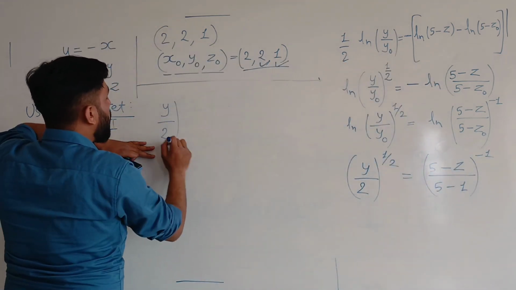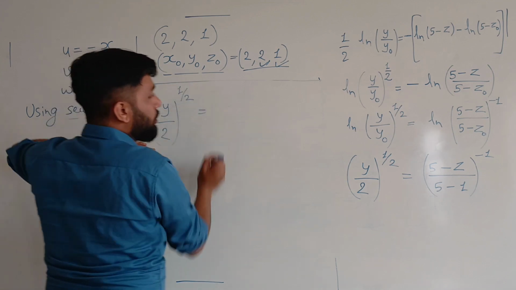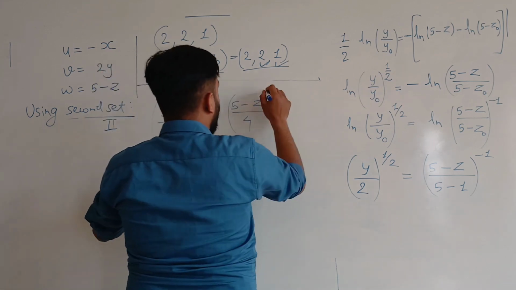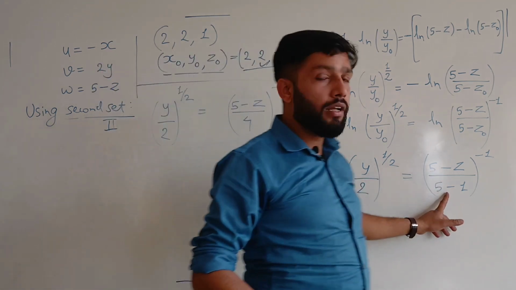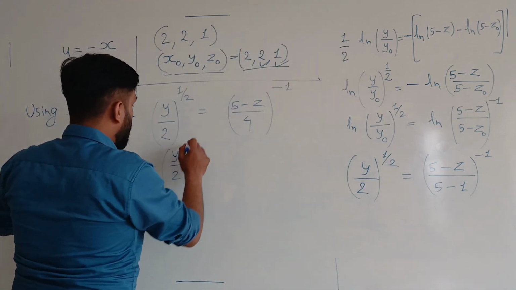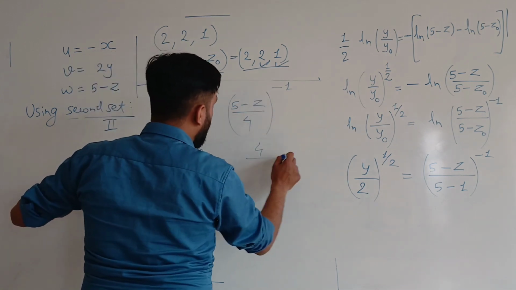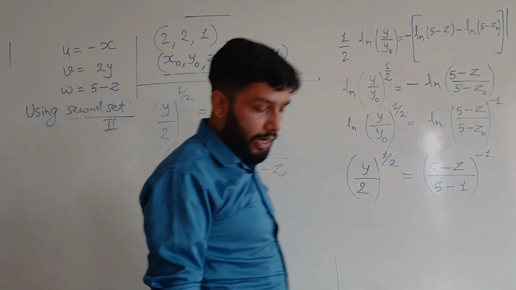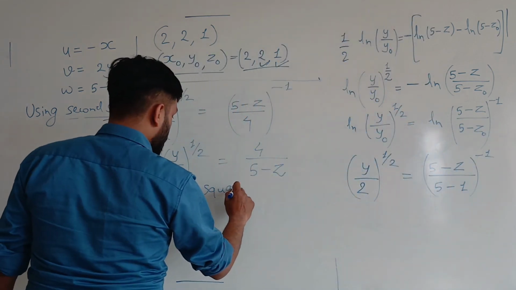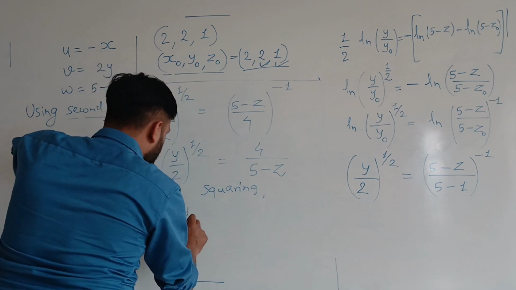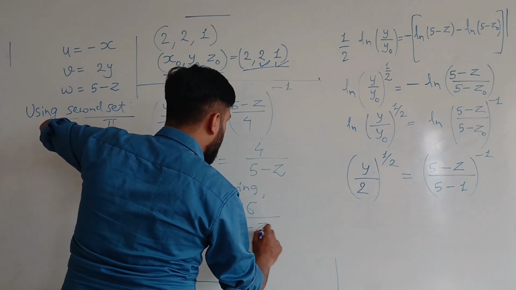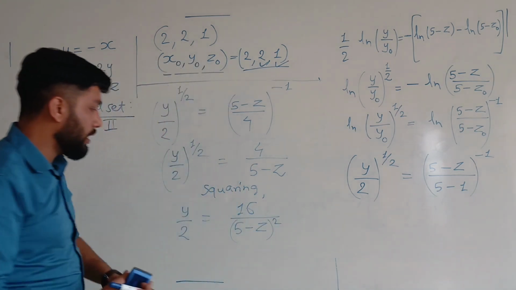y divided by 2 whole power 1 by 2 is equal to 5 minus z divided by how much? 4, whole power minus 1. Let's reverse this. y divided by 2 whole power 1 by 2 can be written as 4 divided by 5 minus z. And now let's square this. That is y divided by 2 is equal to 16 divided by 5 minus z whole square.